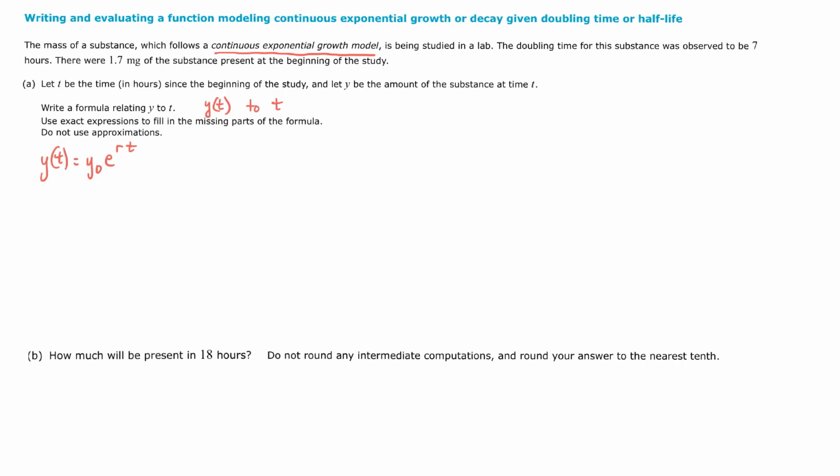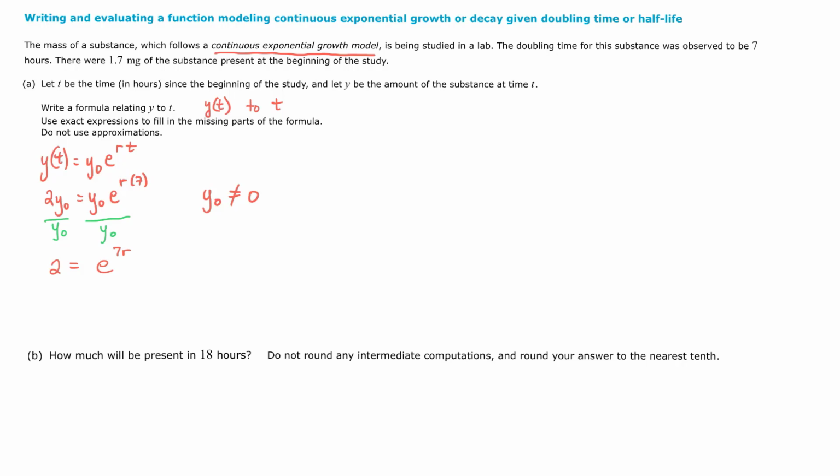So if we put in the doubling time, that would be 2 times y sub 0 is equal to y sub 0 times e to the r times 7. Now we know y sub 0 is not 0. That's very important because we want to make sure we do not divide the entire equation by 0. Now we get something nice. We get 2 is equal to e to the 7 times r.